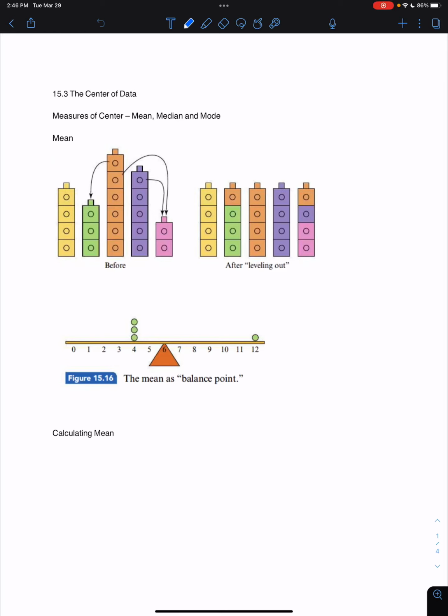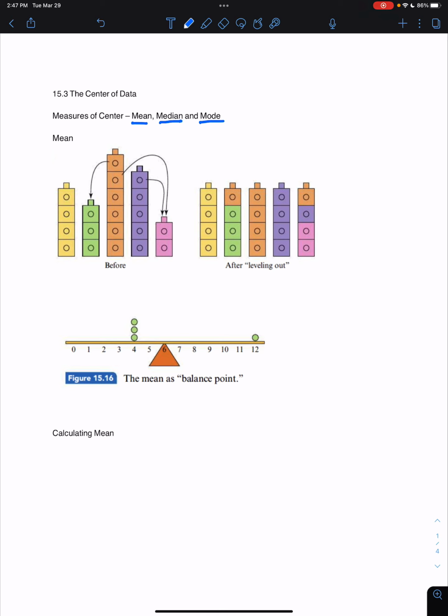In this section, we're going to talk about the center of data. And we're going to talk about three basic measures of center: mean, median, and mode. You probably have heard of these measures of center before, but we're going to try and dig a little bit deeper into the meaning of mean, median, and mode, and how you can explain them a little bit to your students. So let's talk about mean first.